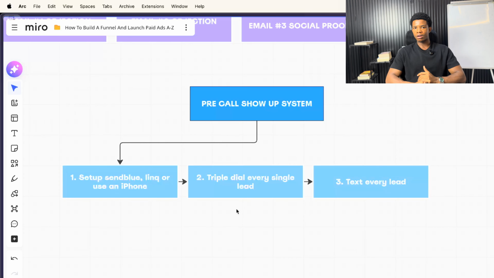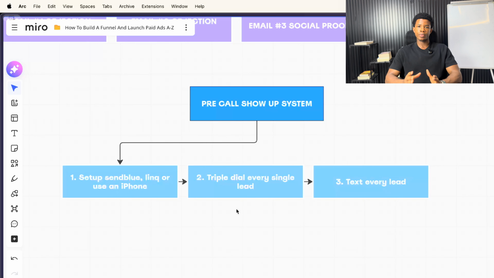Let's say they opt in right now and it's morning, let's say 10 a.m., 11 a.m. If they don't pick up, you're going to triple dial them again at night. And after you triple dial them in the morning, you're still going to text them. So you text them and say, hey, this is Brilliance. I gave you a call. When you have a chance, give me a call back. I want to ask you some questions and also provide you with more resources to be able to make an informed decision at the time of our call.